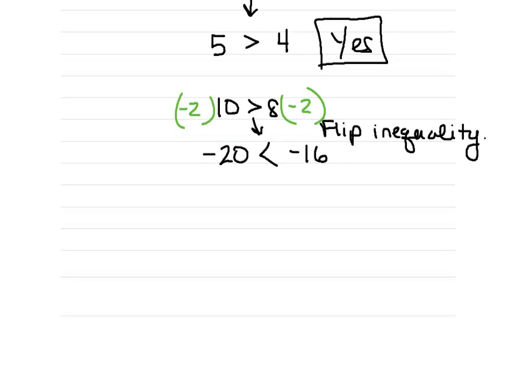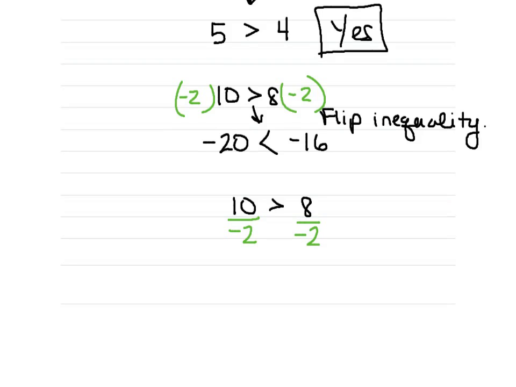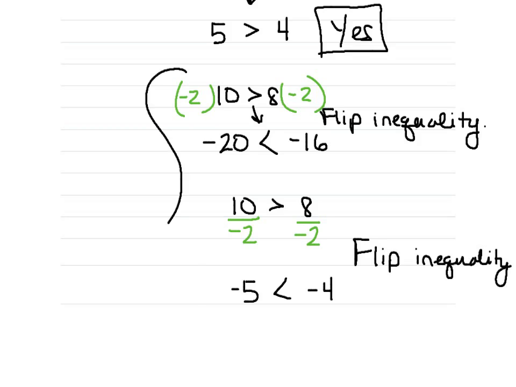Let's try dividing by a negative, see what happens. 10 is greater than 8, right? All right, let's try divide by negative 2. What happens as we divide both sides of an inequality by a negative integer? Well, this becomes negative 5, and this becomes negative 4. Negative 5 is not greater than negative 4. Negative 5 is actually less than negative 4. Again, flip the inequality to make it true. So the key is this: if you're multiplying or dividing both sides of your inequality by a negative number, you have to flip the inequality. Okay, let's continue.